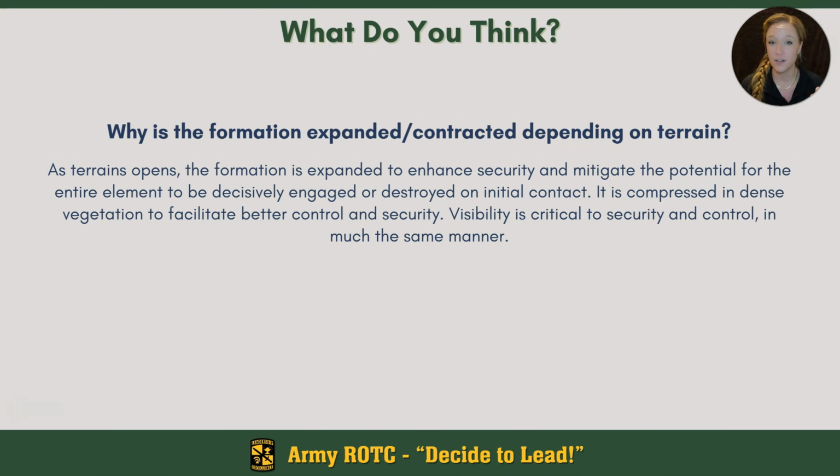Now, the rule with going into these formations is that you have to be able to see somebody else within the formation. Everybody has to be able to see their team leader and at least somebody else in there so that we're catching hand and arm signals, so that we're staying on the same direction and going in the same path, right? Now, visibility is absolutely critical when it comes to control.